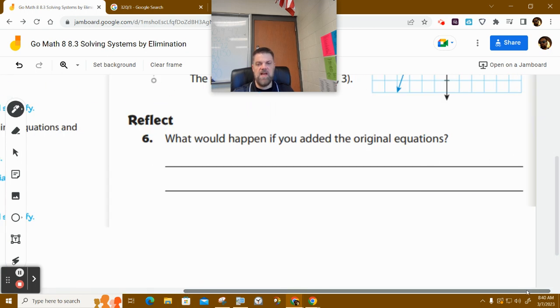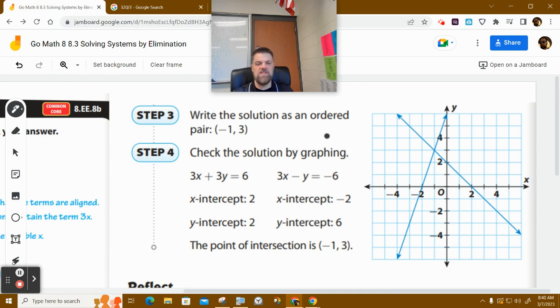So then my solution is negative 1, because that's what I got for x, comma, y, which is 3. Check the solution by graphing.